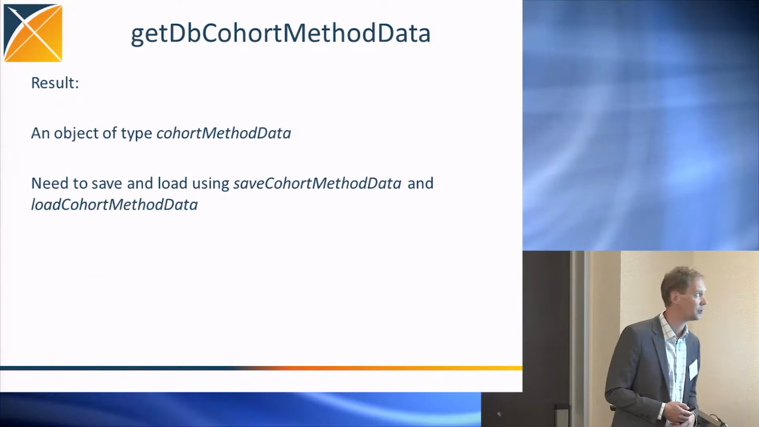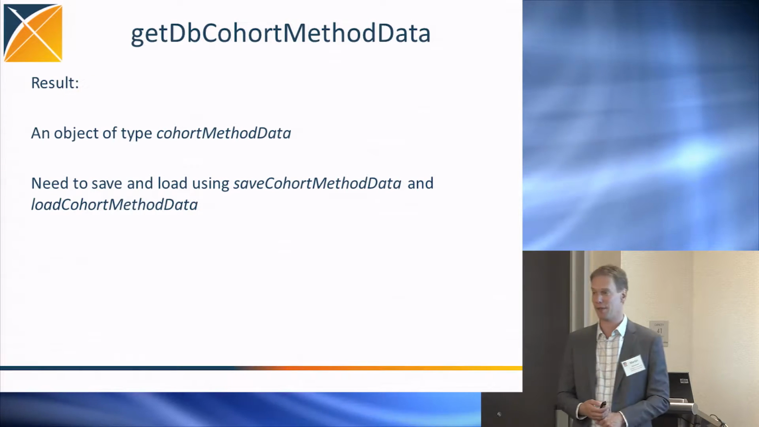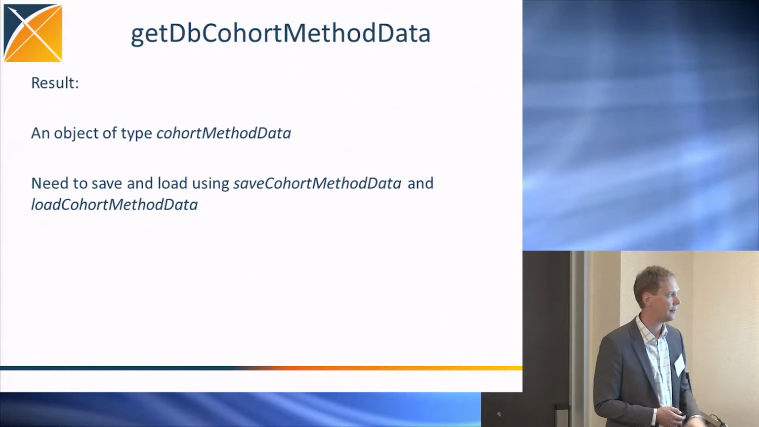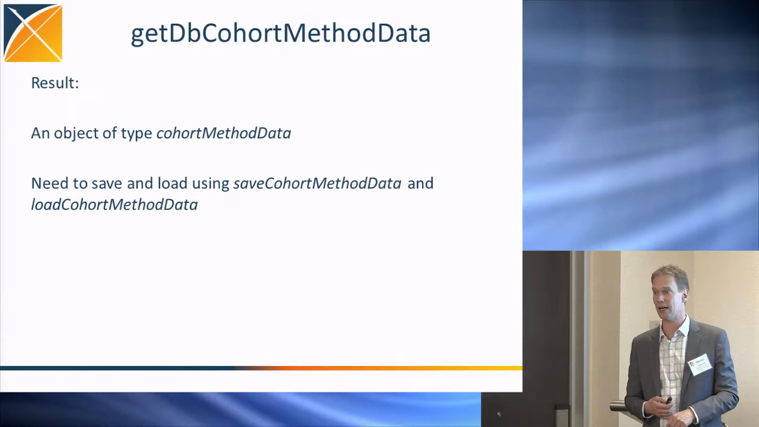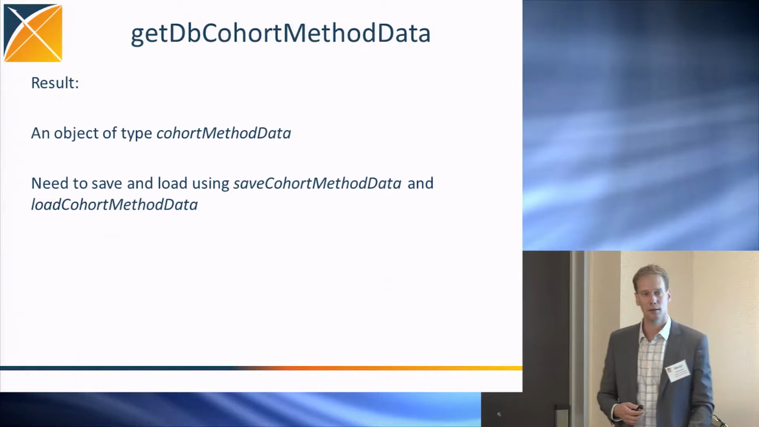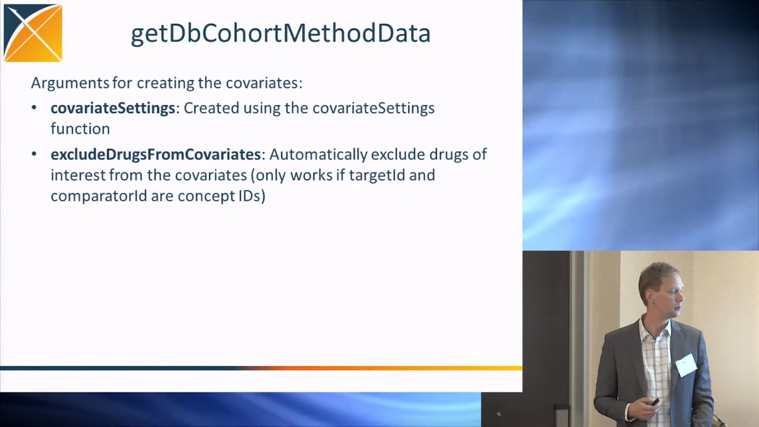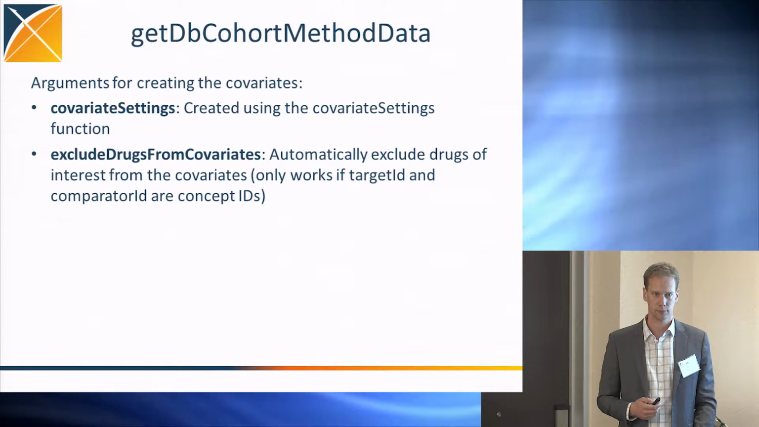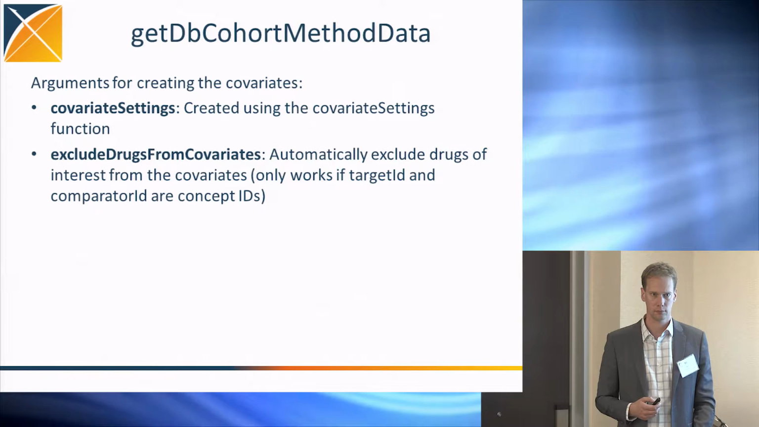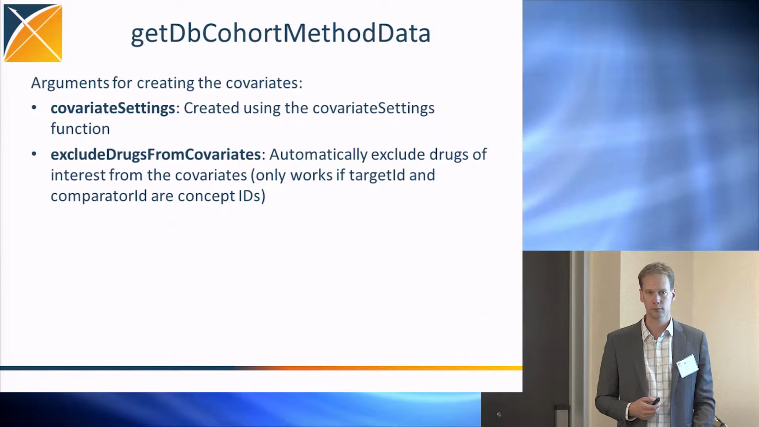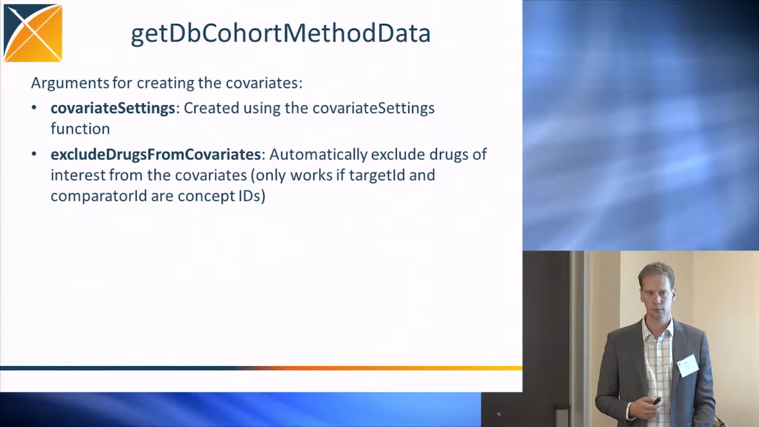The result of this function is an object of type CohortMethodData, and that object uses the ff package to store its data. And that, yep, go ahead. Sorry, can you go to the previous slide? Yep, sure. So here you said that automatically excluding drugs of interest only works if the target ID and the comparator ID are concept IDs. So that means that the cohort definition ID has to be the concept ID?